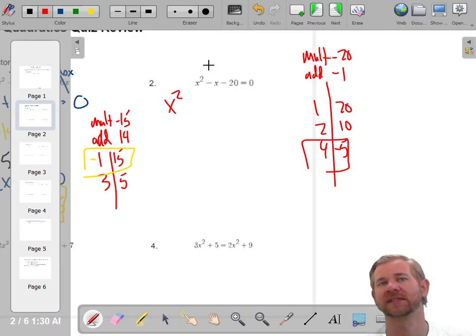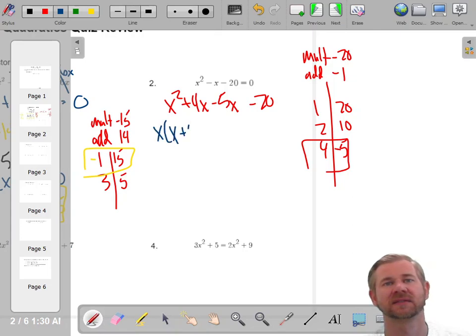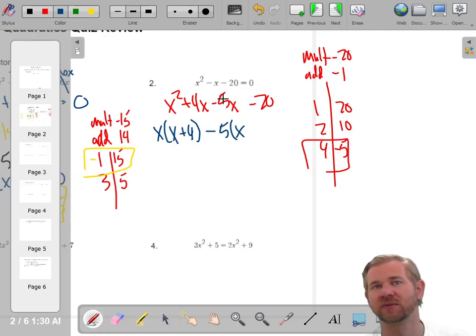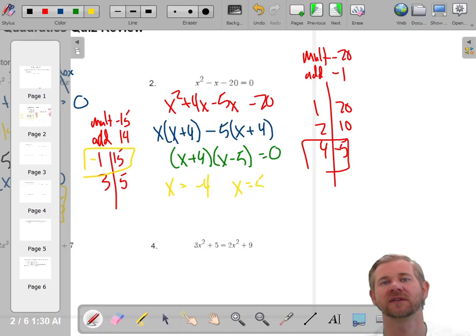So I split the middle, x squared stays the same, plus 4x minus 5x minus 20. Now let's factor by grouping. The GCF of the first two is x, bring down the minus sign. The GCF of 5 and 20 is 5. Now this is tricky. Negative 5 times x gives you negative 5x, and negative 5 times positive 4 gives you negative 20. And that also lines up the factors. So x plus 4, x minus 5, we're looking for zeros. So this factor is 0 at negative 4, and this factor is 0 at positive 5. So negative 4 and positive 5.